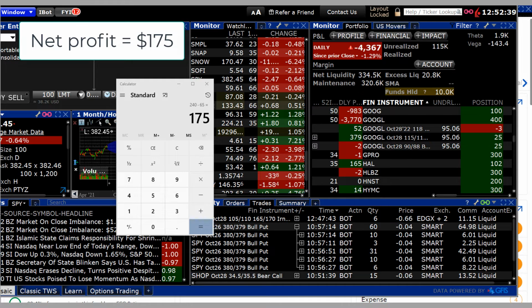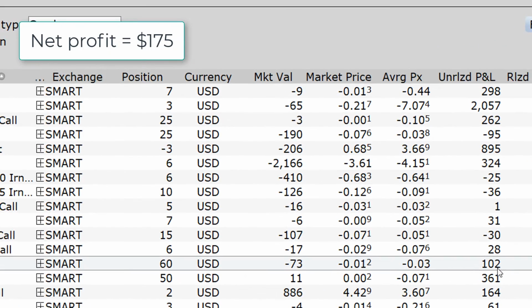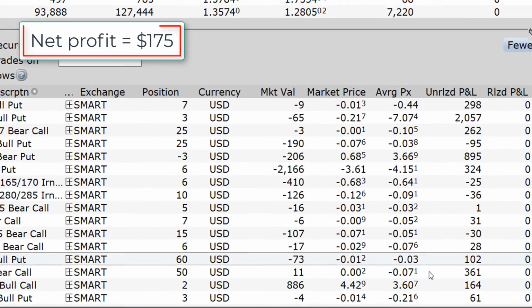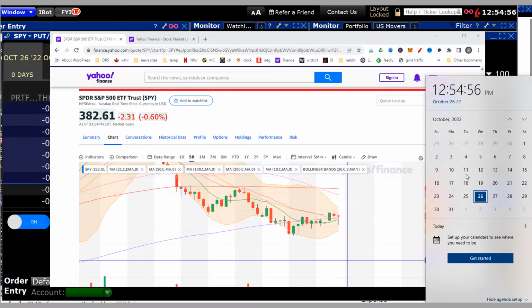Taking a look at my account here, the SPY 380, 379 bull put. Right now, if I sell this position, I'm going to make $102 minus whatever the commission is to close it. But if you take the 102 and assuming the option expires worthless, you add the $73 of remaining value, and that gives you the 175 as mentioned earlier. And there's about 5 minutes to go.